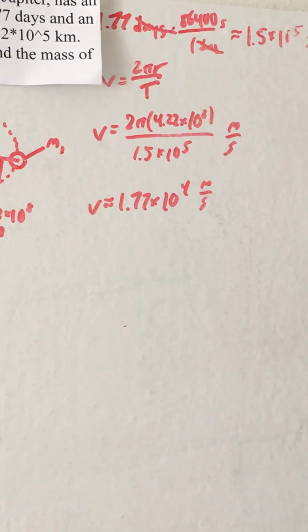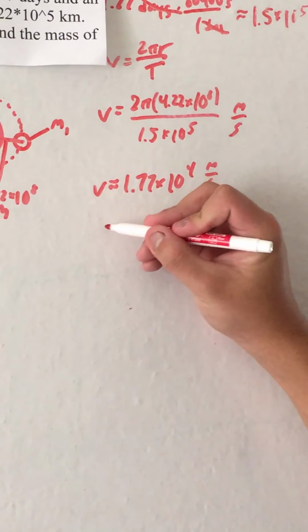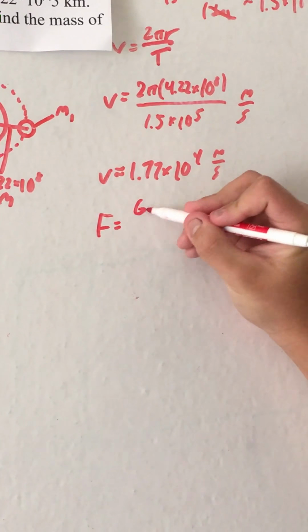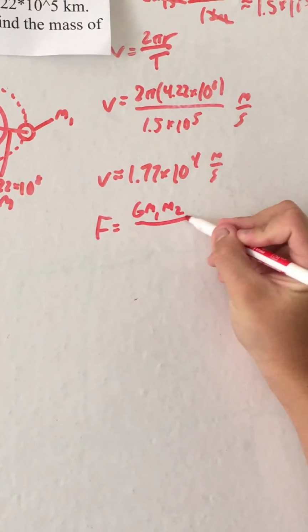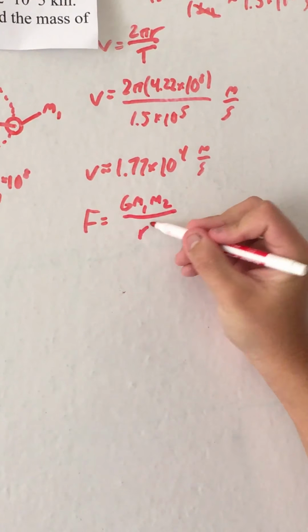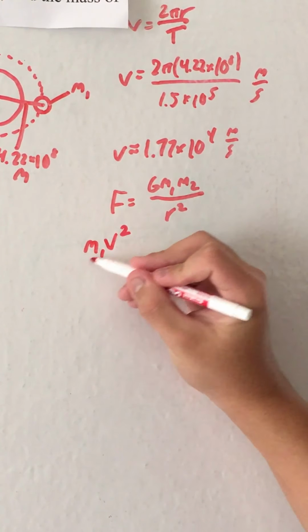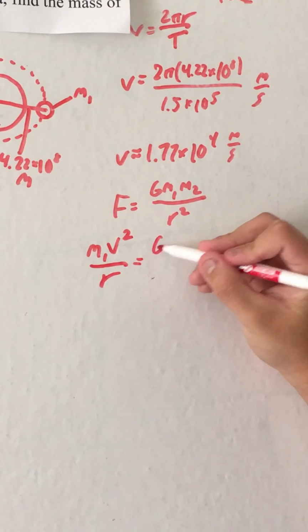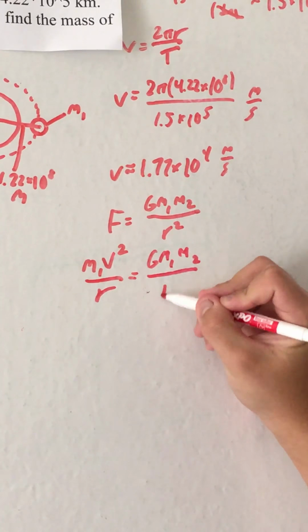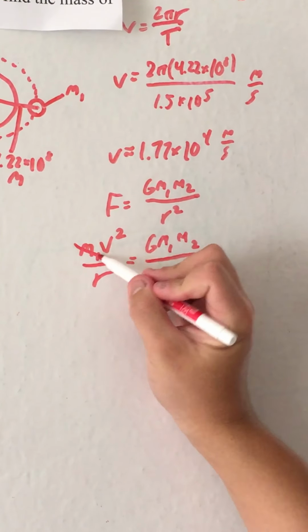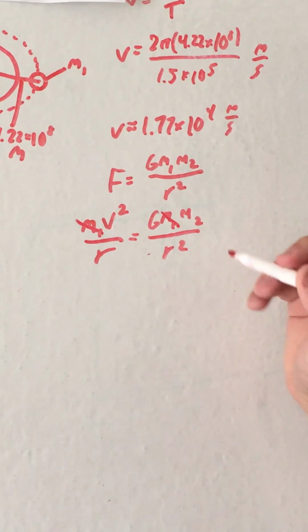Now we have to solve for force. And you do that by F equals G m1 m2 divided by r squared. First, we're finding centripetal force, which is basically m1 v squared over r. And what we can do now is cancel out m1, which means we don't have to find the mass of the satellite. And then what we're left with is v squared r over G equals m2.